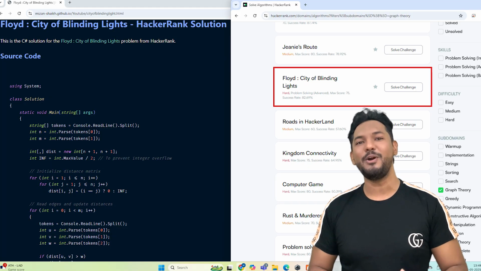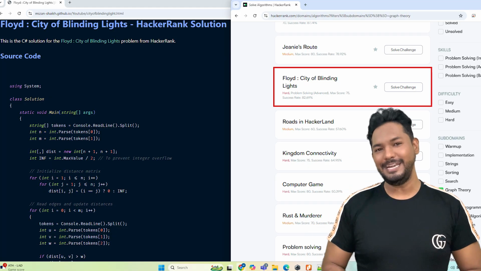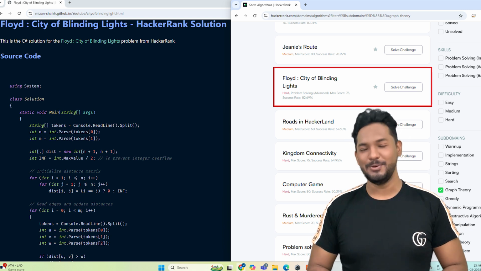Picture this, you are in a bustling city filled with dazzling light and countless routes. And how do you find the fastest way to your destination? In this video, we are tackling a coding challenge that brings the magic of graph theory to life. Join me as we explore the city of blinding lights and discover how to calculate the shortest path between cities. You'll be able to navigate the maze before the lights go out.